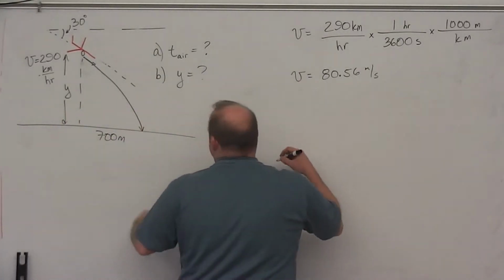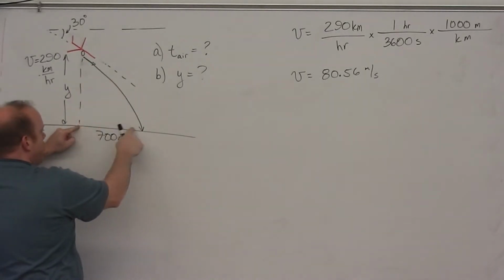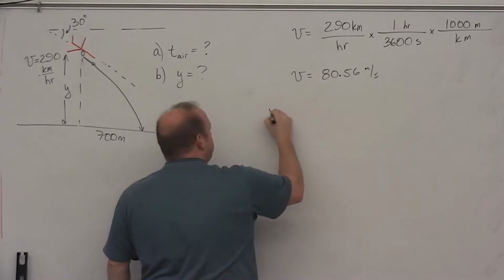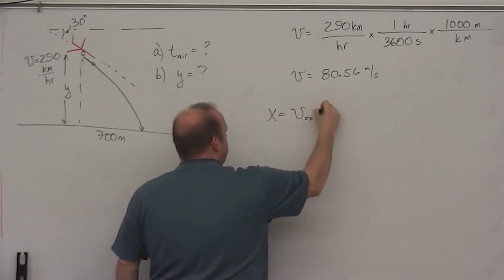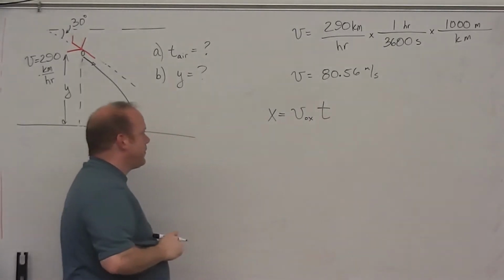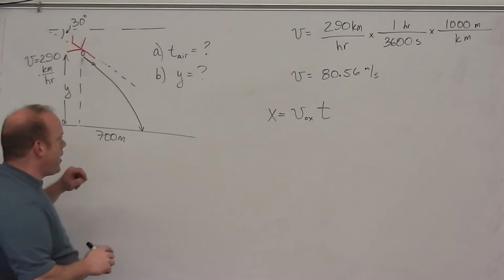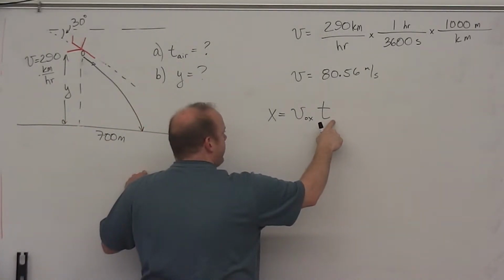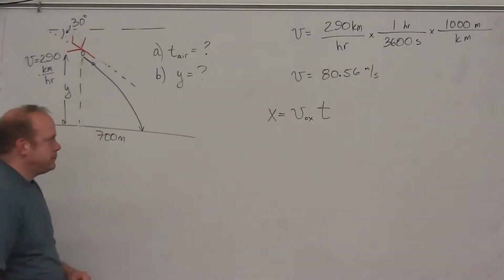So I want to know, okay, I don't know this height, but I know how far across this is. So if I look at the x direction, x is equal to v0x times the time. I know x in the air is going to be 700. I know I'm solving for t air. Okay? So I'm solving for this. I can get that pretty easily.